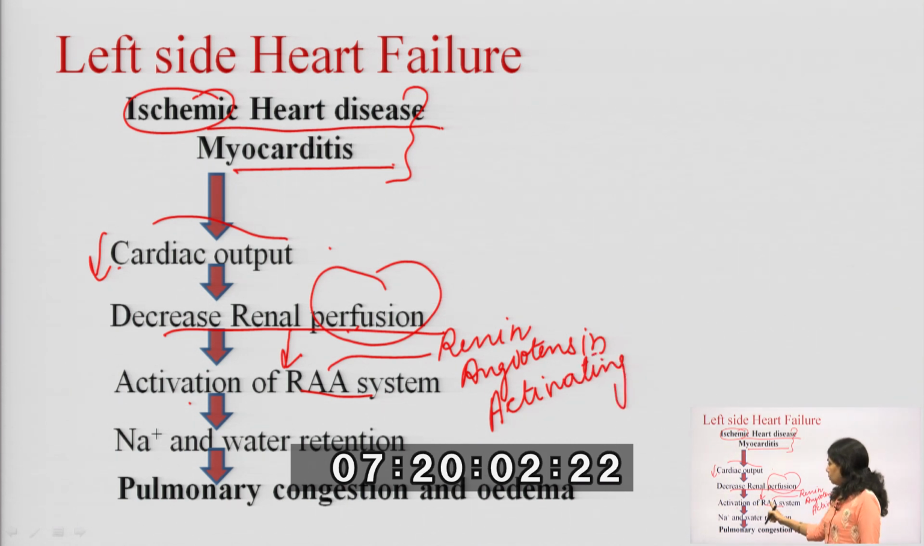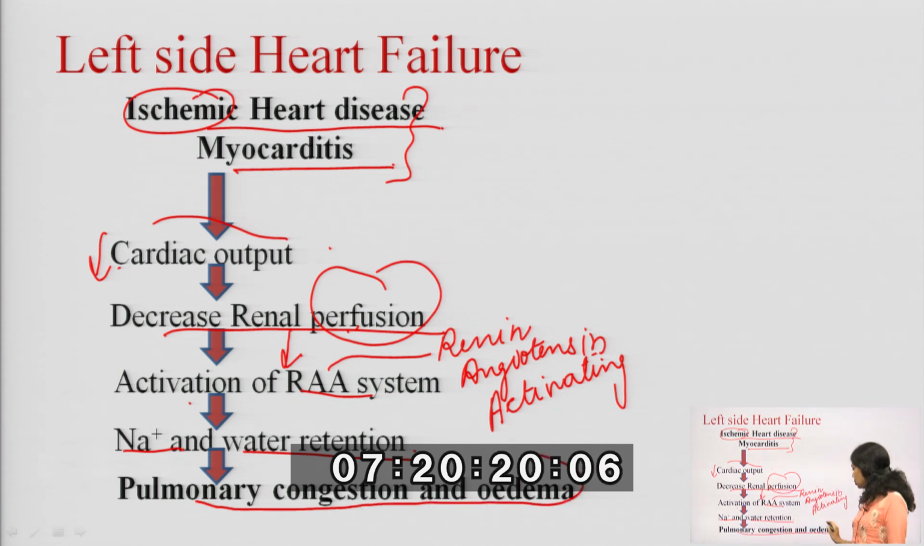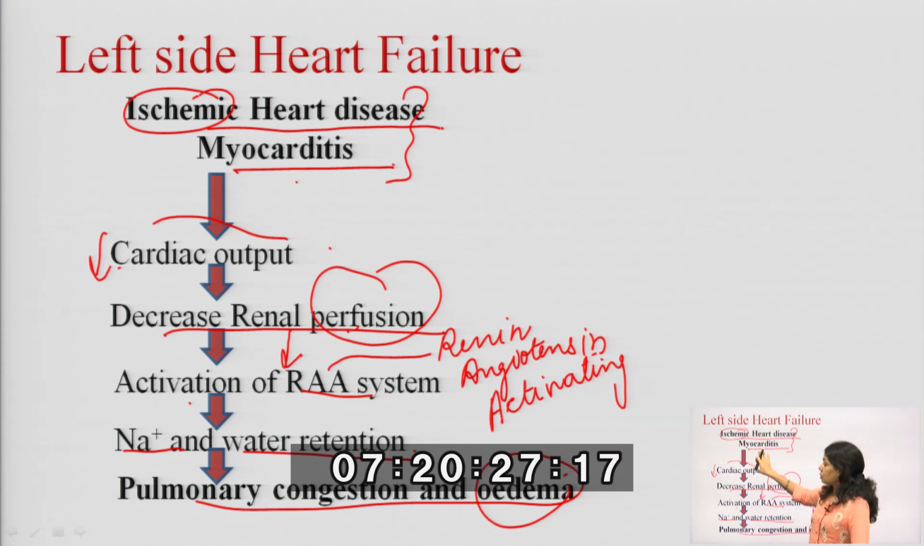Now, when the renin angiotensin activating system is activated, what will happen? It will cause sodium and water retention. When sodium and water retention are there, ultimately it will lead to pulmonary congestion and edema. So, in left side heart failure, due to these diseases the cardiac output decreases, there is activation of the renin angiotensin system, ultimately leading to sodium and water retention and finally causing edema.